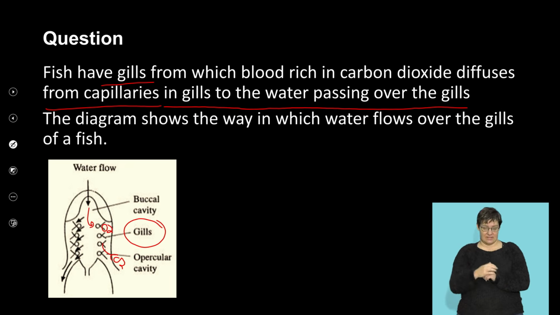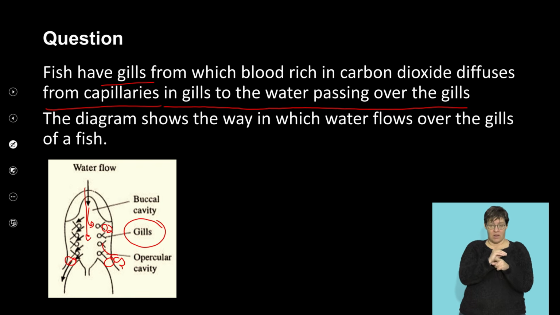So here we have the next diagram, which shows the way in which water flows over the gills. I'm explaining the concept because it's going to be important when we look at the questions. So the water comes in, the mouth is open, and the opercular cavity is going to be closed. And then what happens is when the mouth closes, those gills are going to open and the water is going to go out there.